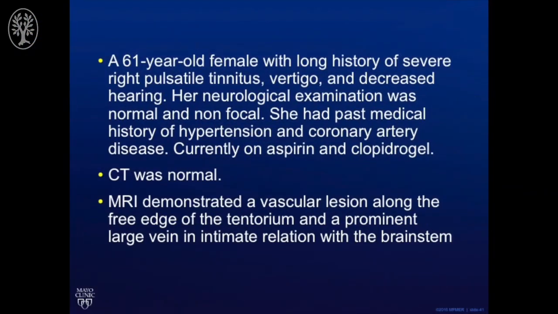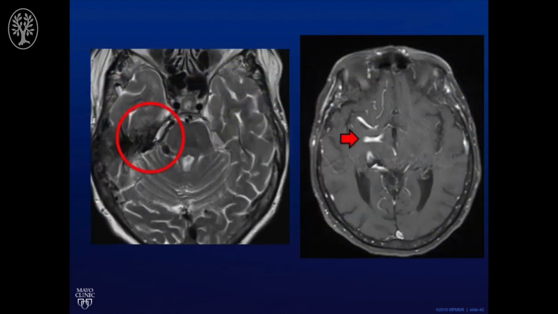The patient is a 61-year-old female who had past medical history of hypertension and coronary artery disease. She presented with acute and chronic onset of right pulsatile tinnitus, vertigo, and decreased hearing, especially on the right side. Her neurological examination was normal and non-focal. She was currently taking aspirin and clopidogrel.